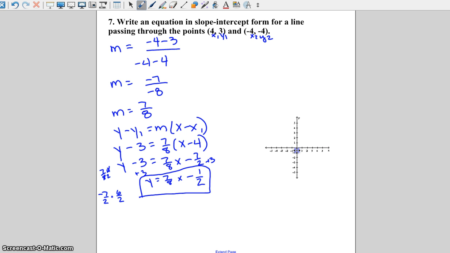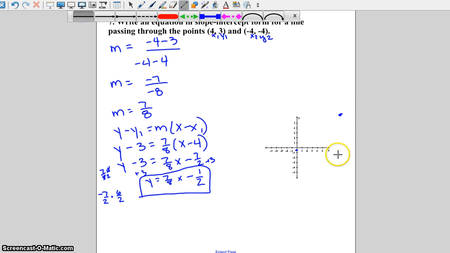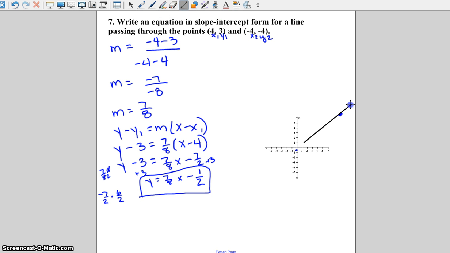The negative 1/2 would be about right there. And then we need to go up 7 and right 8. 1, 2, 3, 4, 5, 6, 7, and then over 8. And I'm off the grid, so we're doing a little bit of estimating there. I will give you graph paper to do your assignment so that you will be more accurate.